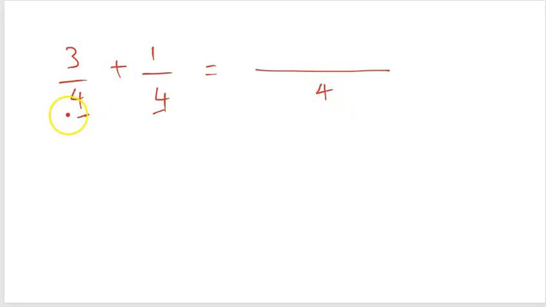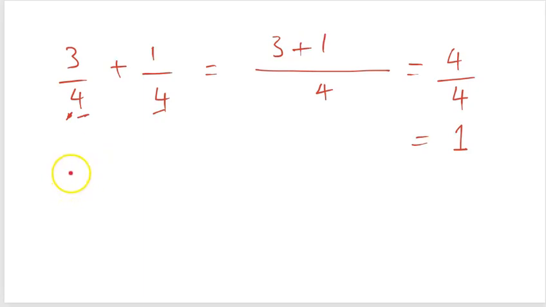4 divided by 4, this part here, that's 1. 1 times 3 is 3, plus 4 divided by 4 is 1, 1 times 1 is 1. Now you have 3 plus 1 is 4, over 4. You can always simplify this. 4 divided by 4 is 1. Okay, one last example.